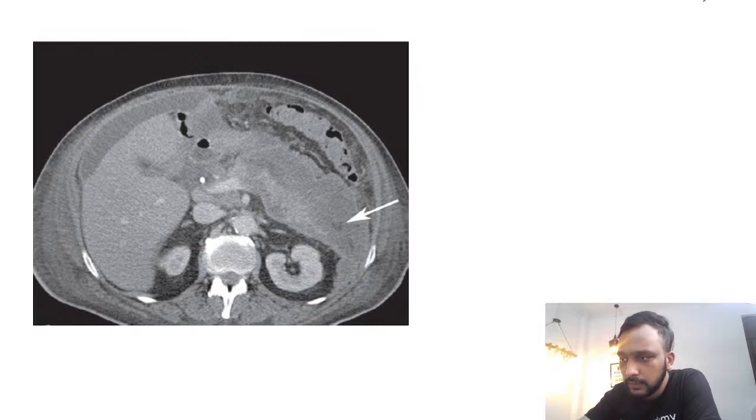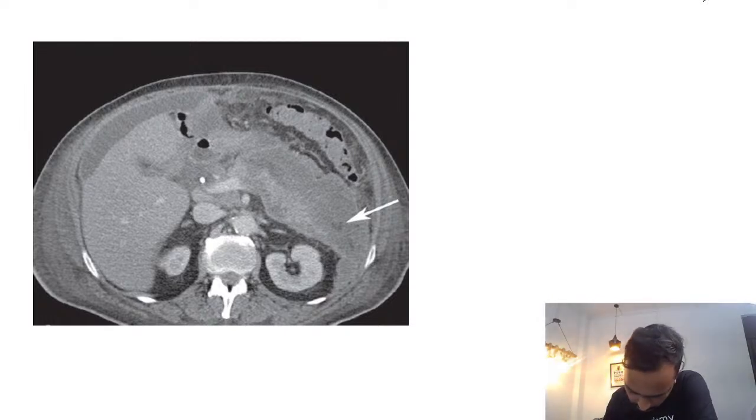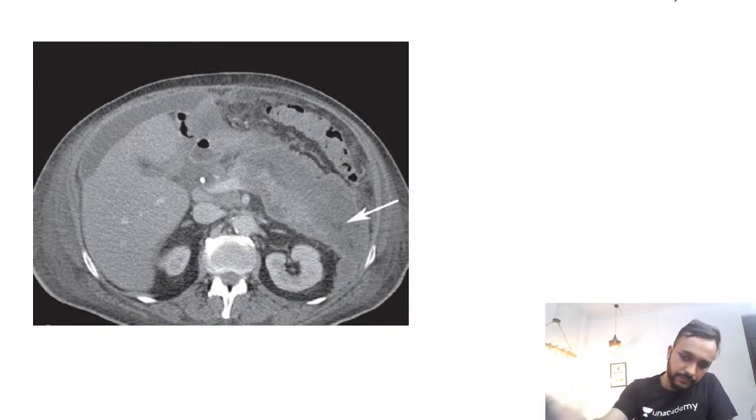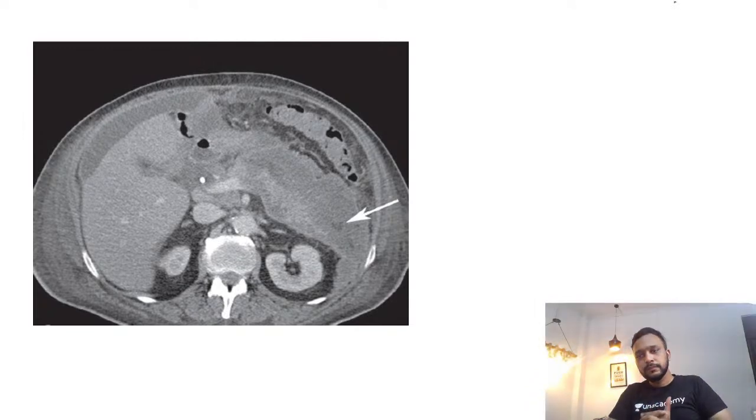Okay. So now guys, moving on to the next question. Next image, guys. What are we able to see in this image? Anyone guys, what are your observations for this image?